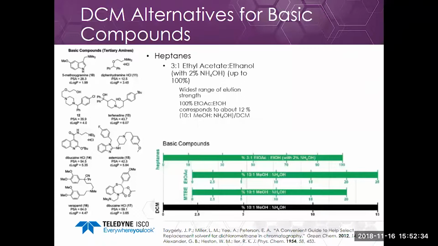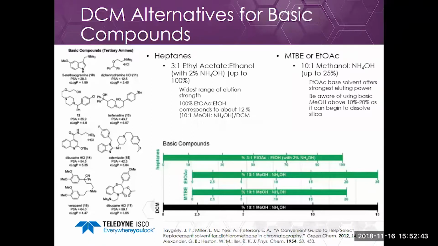That seems to get you up to where that 15% basic methanol mixture would get you as far as solvent strength. You could also use the methyl tert-butyl ether again as a base solvent, and that's going to be pretty similar. So, like I said, you need to be aware of using basic methanol above 10 to 20%. It can begin to dissolve the silica and cause some problems that way.